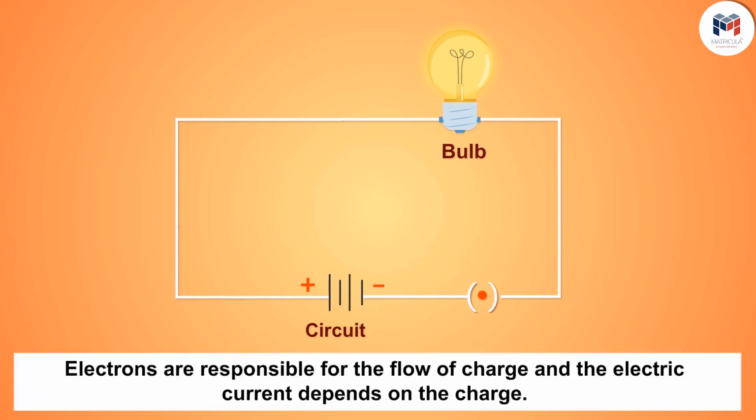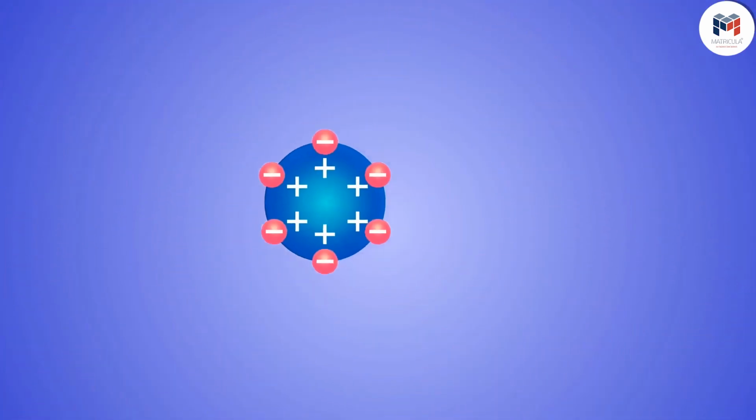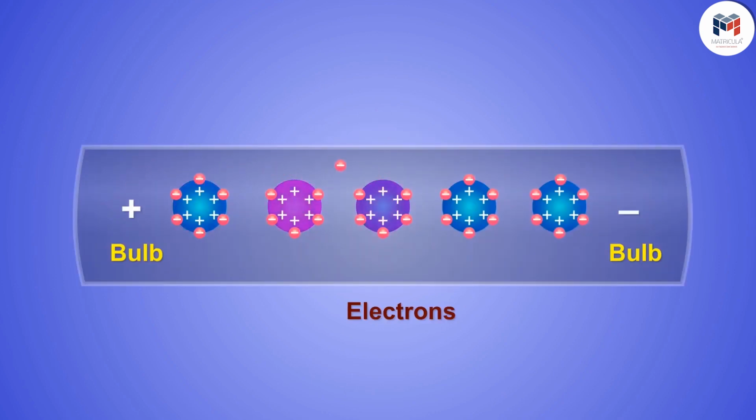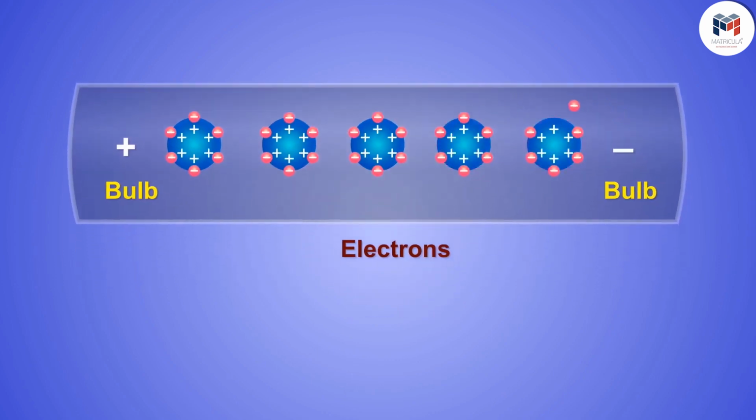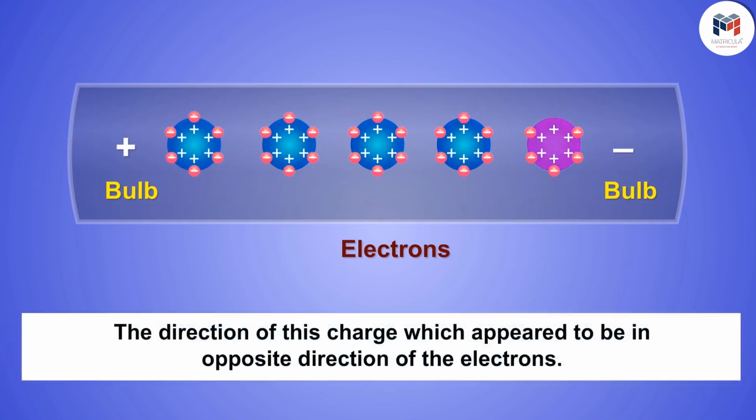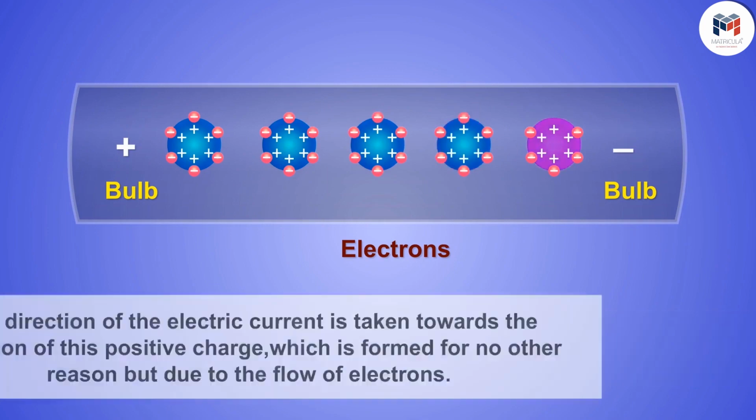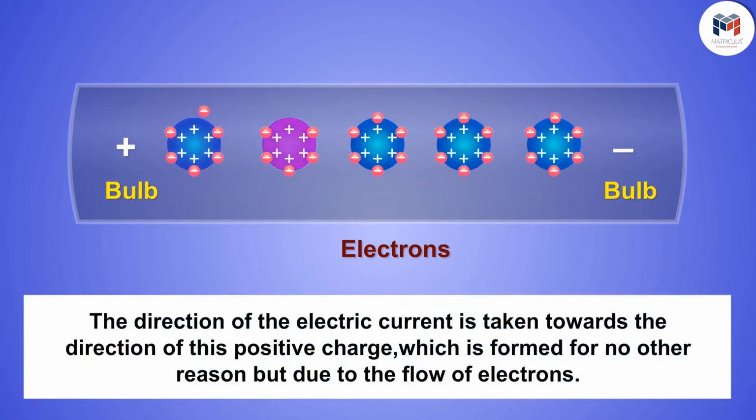But we also know that electrons are responsible for the flow of charge and the electric current depends on the charge. Then why does the electric current move in the opposite direction? Due to the flow of electrons, a positive charge is generated in the metallic wires. The direction of this charge appears to be opposite to the electrons. Here the direction of the electric current is taken towards the direction of this positive charge, which is formed for no other reason but due to the flow of electrons.